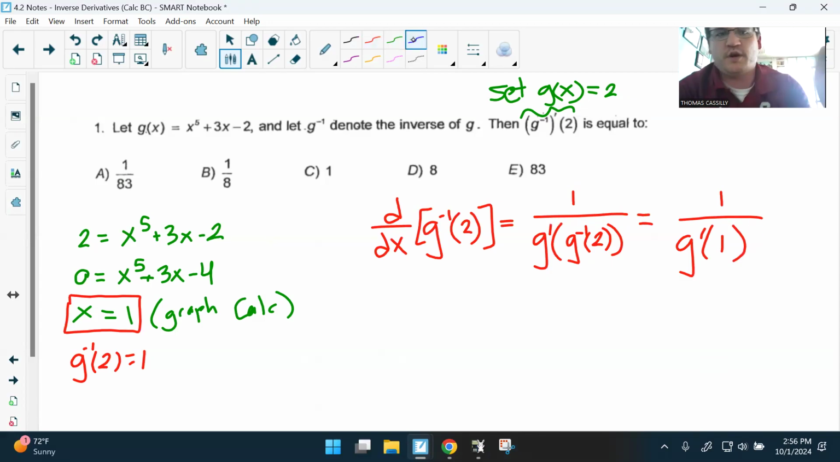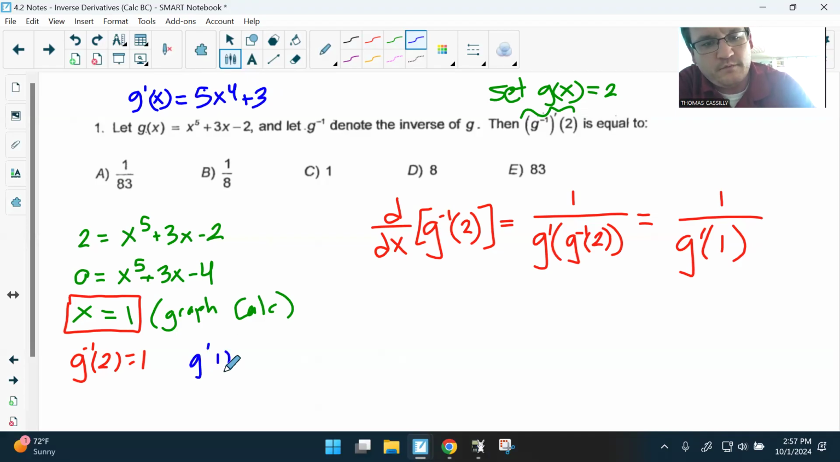But we need to figure out what g prime of x is. We just had a test over that, so hopefully that is fresh in our minds. What is the derivative of this guy? That's just going to be a quick power rule. You can say 5x to the 4th plus 3. So if we plug in a 1 for that, g prime of 1 equals 5 times 1 to the 4th plus 3. That's going to give us 5 plus 3, which is 8.